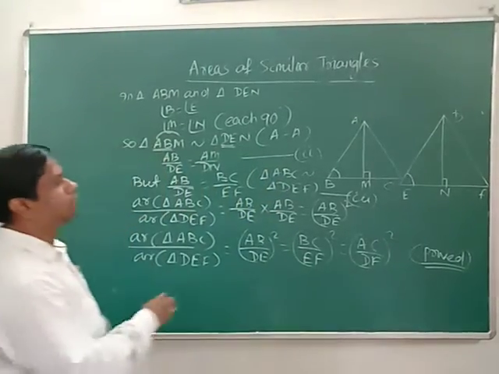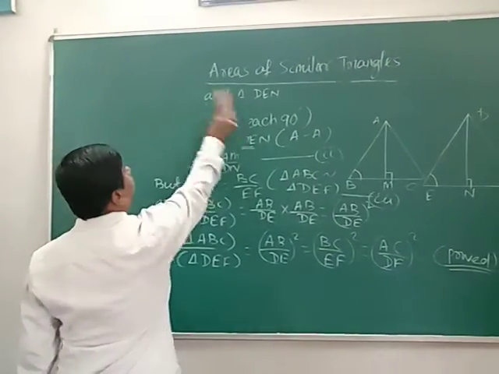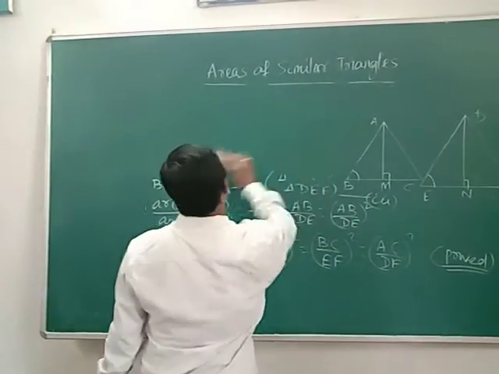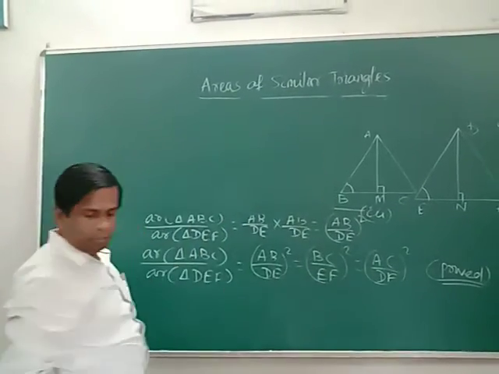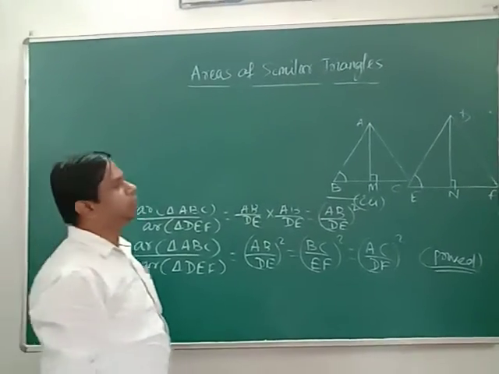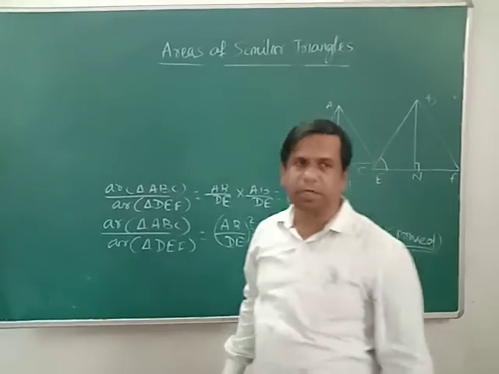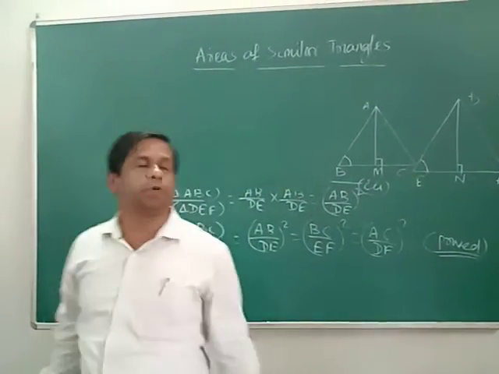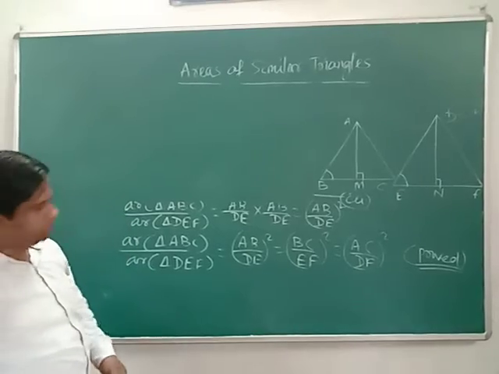And this is the important theorem, and that is also equal to the square of the ratio of their perimeters. That is also equal to the square of the ratio of their angle bisectors. That is also equal to the square of the ratio of their corresponding medians. That is also equal to the square of the corresponding altitudes.